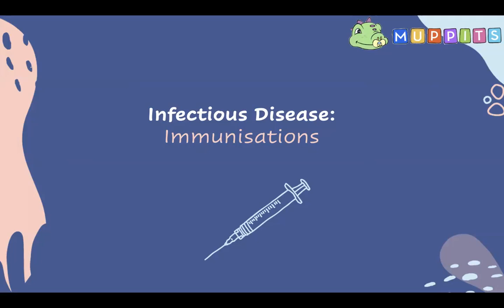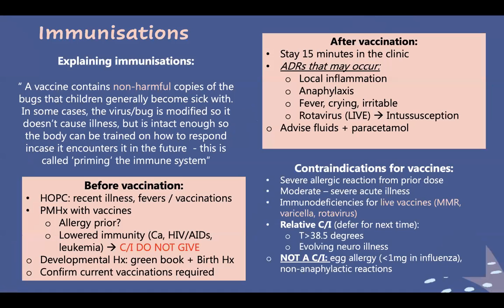So immunizations: for our year level, it wasn't a green condition, but for you guys, it's a green condition. I apologize if there's a bit of an overlap with GP, but I assume this is because they're potentially thinking about making it an OSCE station where you explain why you want to give the immunization. You'd be explaining to mum or dad that a vaccine contains non-harmful copies of the bug that children commonly become infected with, modified enough so that it doesn't actually cause the illness, but the body can get ready on how to respond to it. And as long as you use the phrase priming the immune system, then I think you'll get that mark.